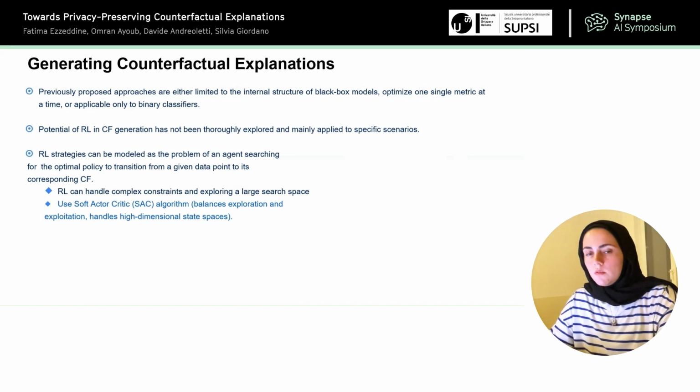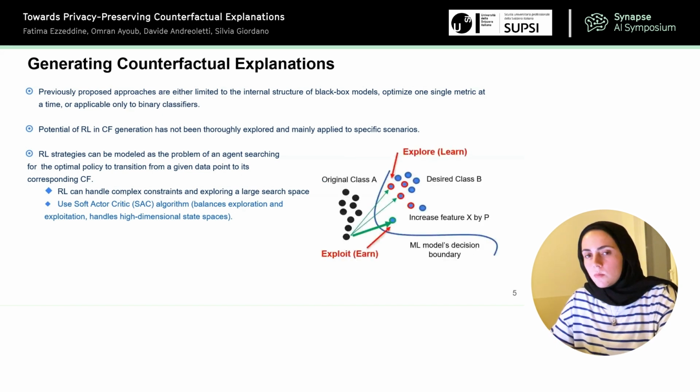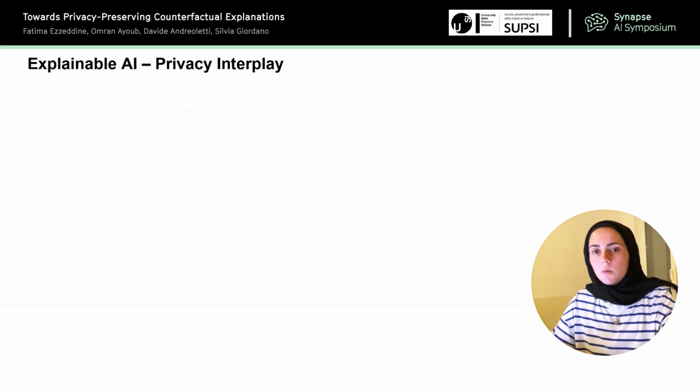And RL is mainly important in this type of use case, since RL can handle complex constraints and explore large search spaces. In our work, we'll be focusing on the Soft Actor-Critic algorithm, since it's well known to balance exploration and exploitation and to handle high-dimensional state spaces. When we say balancing exploration and exploitation, we have an agent that is exploring the state space to learn how to behave and how to achieve its goal, and then exploiting what it learned, which is the optimal solution. In our use case of generating counterfactuals, it will be the changes: increases in some features, decreases in others. It can be any type of modification that the model should exploit to generate the counterfactual we want and cross the decision boundary from class A to class B.